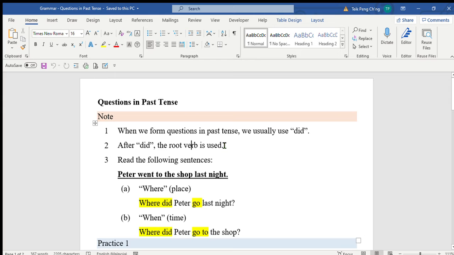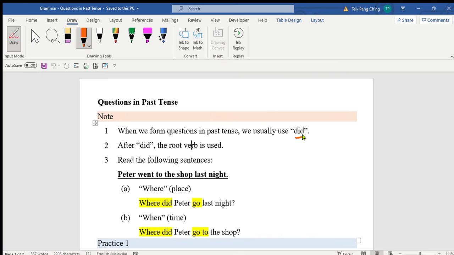Today we're going to learn how to form questions in past tense. Okay, so first of all, when we form questions in past tense, we usually use the word did. Okay, this is very important, yeah? When you want to form questions in past tense, this is what you need to use, did. And after the word did, the root verb is used. Root verb means the original verb.